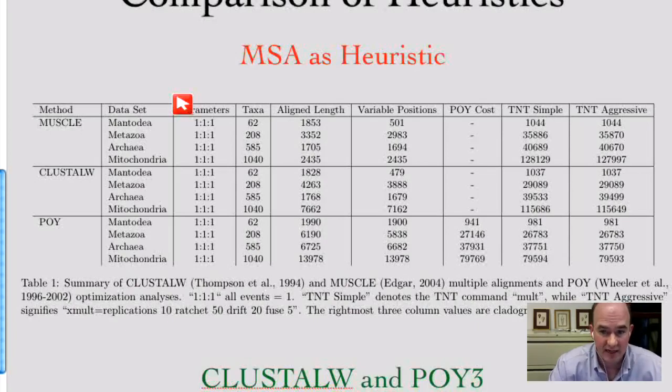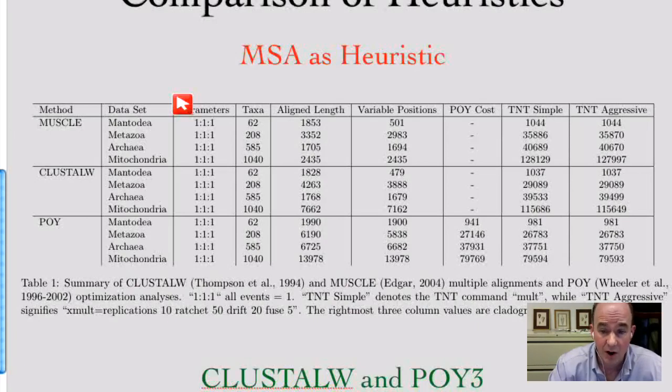So in each case, I did several things. For the MUSCLE and Clustal analyses, I aligned them via the two software packages, and then fed them back into TNT, by Goloboff et al., and did 2 searches on them. One was a very simple, quick search, mult, just 10 random addition sequences and some TBR branch swapping, and then I did a very aggressive search that had all sorts of higher level heuristics, genetic algorithm things like tree fusing, simulated annealing things like tree drifting, the ratchet, all sorts of very high-powered analyses.